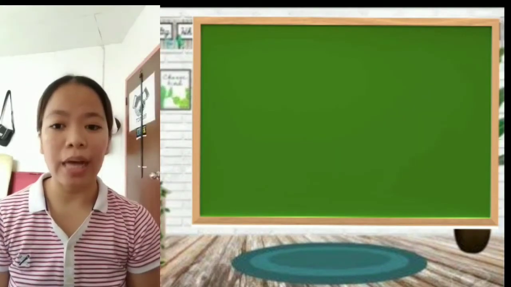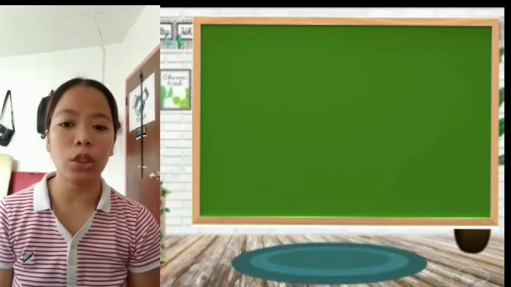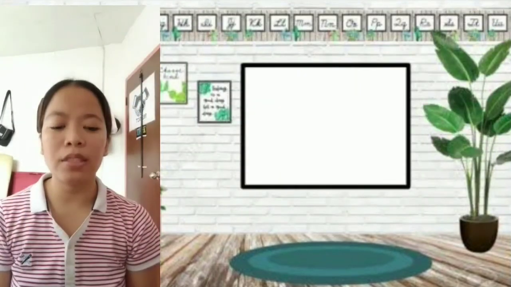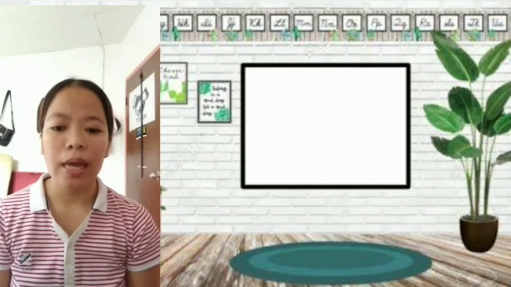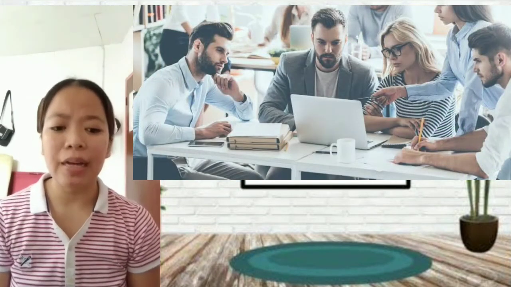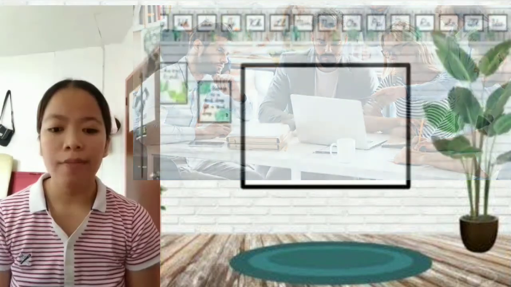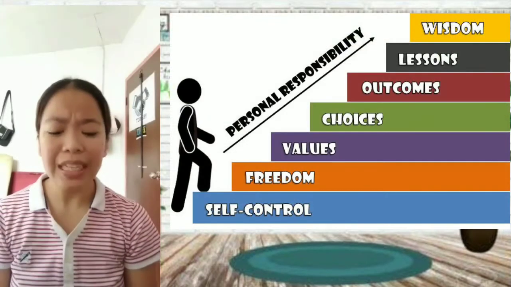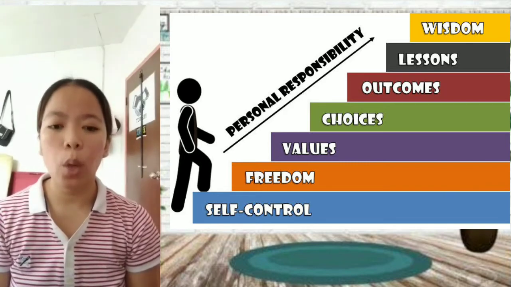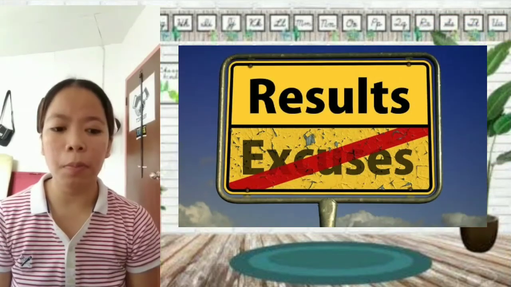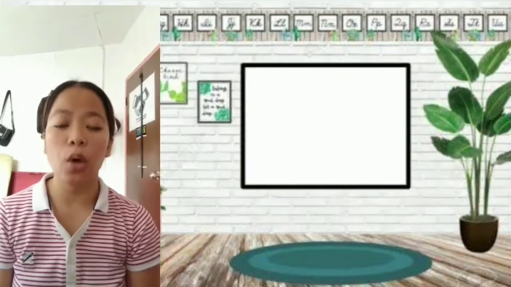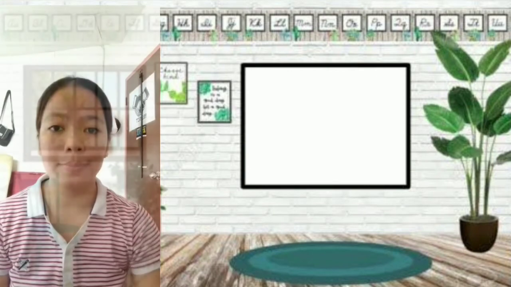And the last one under initiative and self-direction is be responsible to others. Being responsible means being dependable, keeping promises, and honoring our commitments. It is accepting the consequences for what we say and do. It also means developing our potential. People who are responsible don't make excuses for their actions or blame others when things go wrong.